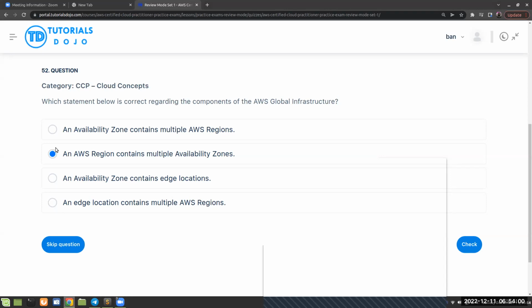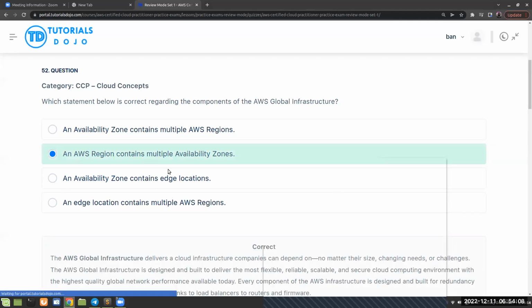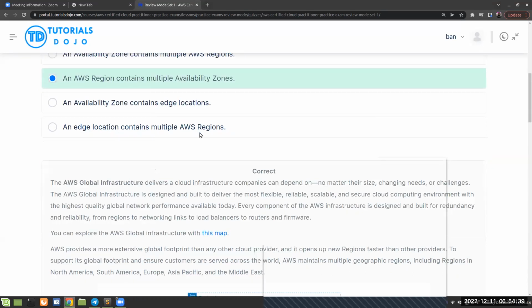So 3 people for B. Let's see if that's correct. Yeah, that's correct. The other ones are wrong. Availability zone contains regions. That's opposite. Availability zone contains edge locations. What are edge locations? Which service uses edge locations? CloudFront. Yes, CloudFront uses edge locations. It's a caching mechanism. Okay.